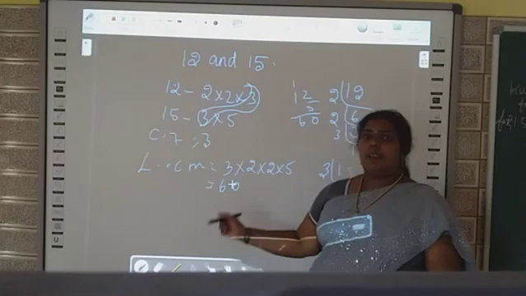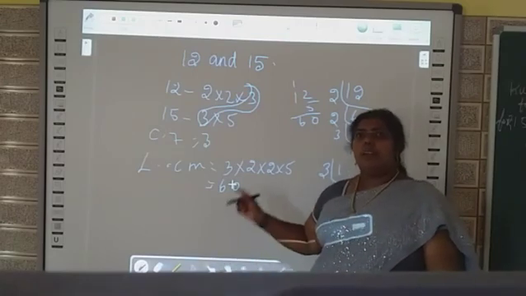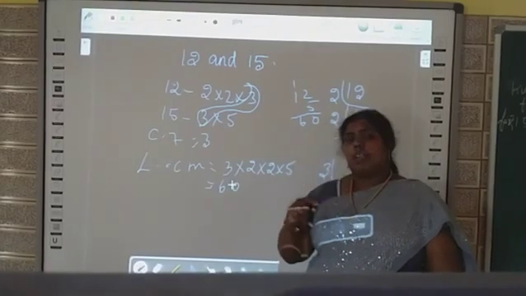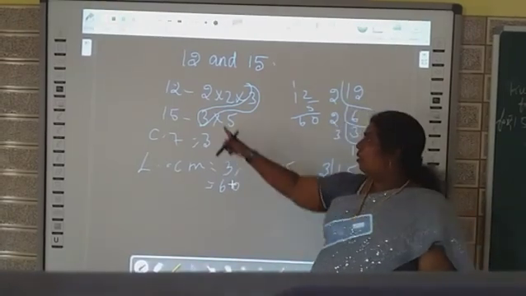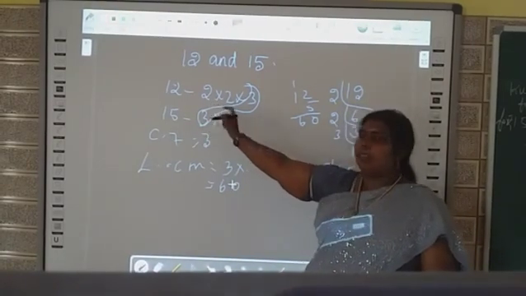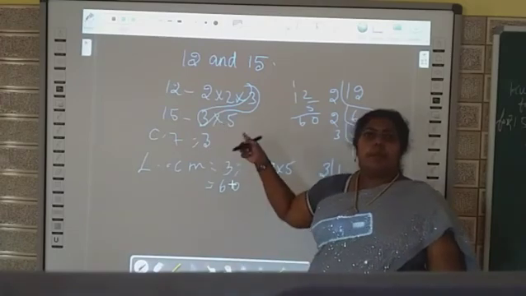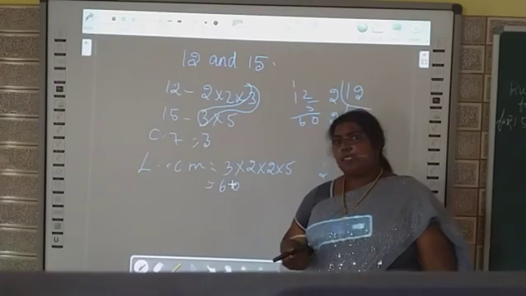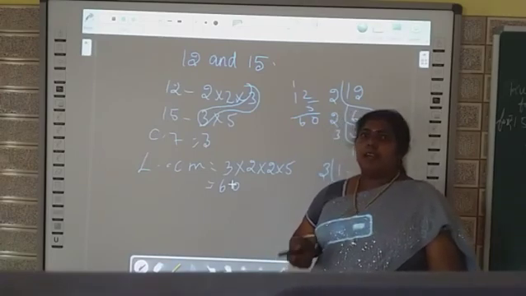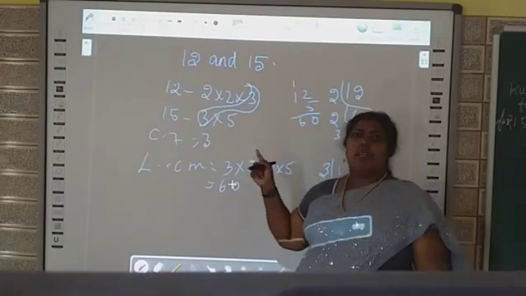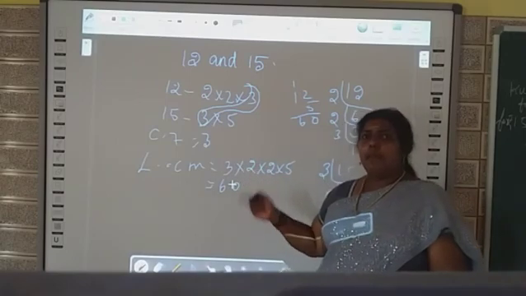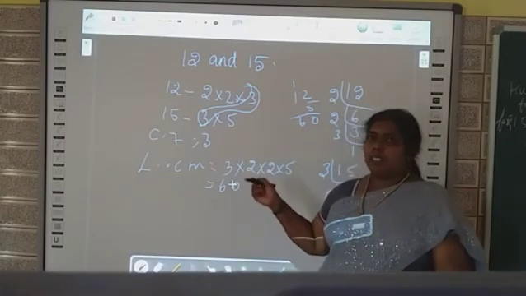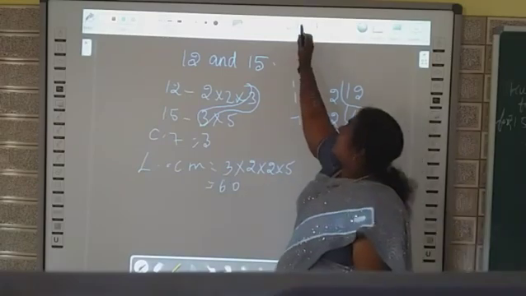Now do you understand how to find the lowest common multiple using the prime factorization method? Prime factorization method means you can use only prime numbers. So now you can see here 2 is a prime number, isn't it? Here you can see 3 is a prime number. Then 5 is also a prime number. So 4 is not a prime number, right? We cannot use it. Only prime numbers we can use here. Do you understand? This is finding LCM using the prime factorization method.